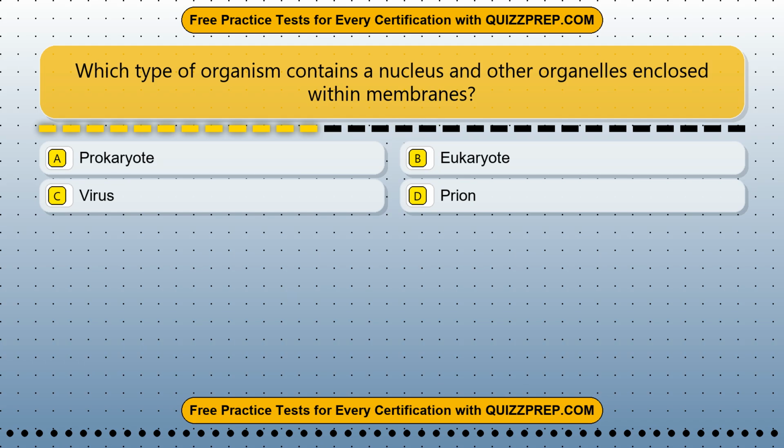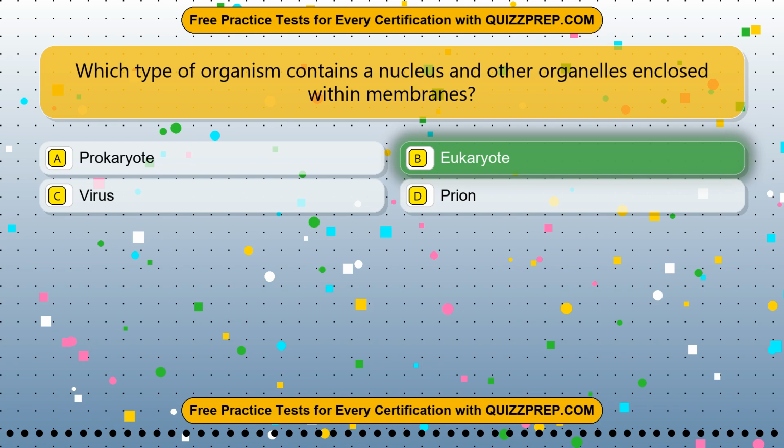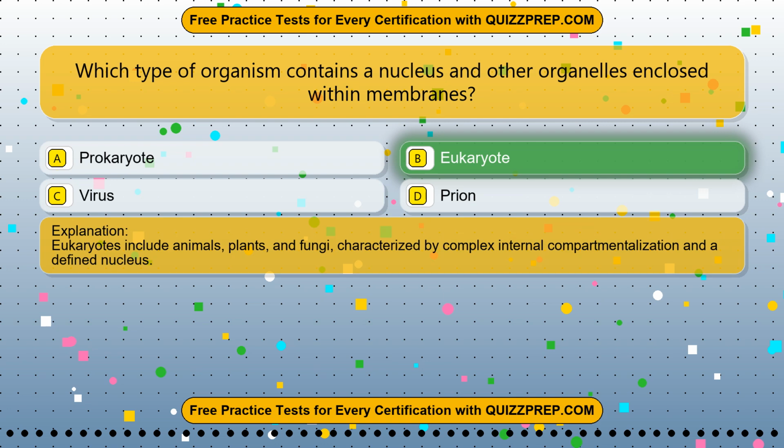Option A, prokaryote. Option B, eukaryote. Option C, virus. Option D, prion. The correct answer is option B, eukaryote. Eukaryotes include animals, plants, and fungi, characterized by complex internal compartmentalization and a defined nucleus.